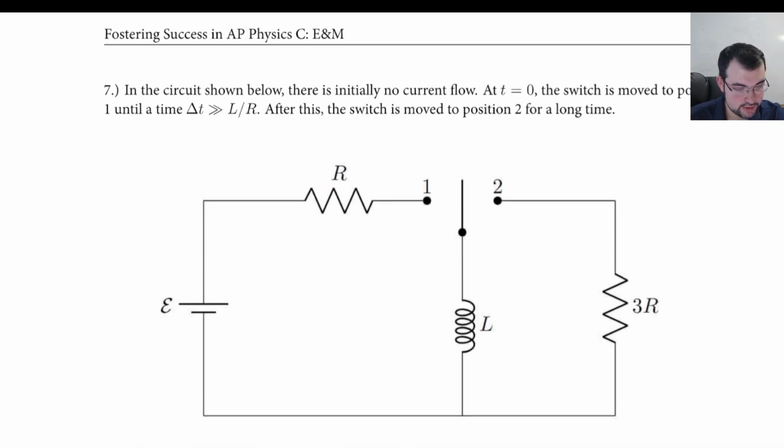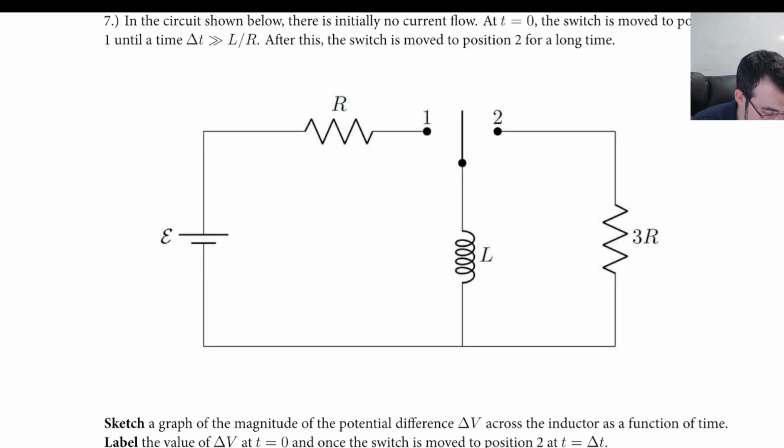All right. In the circuit shown below, there's initially no current. At time t equals 0, I flip to this one, which is just our standard L over R circuit. Then after a long time, meaning many, many time constants, I flip to position 2. So the inductor goes from storing energy to releasing energy in those two regimes.